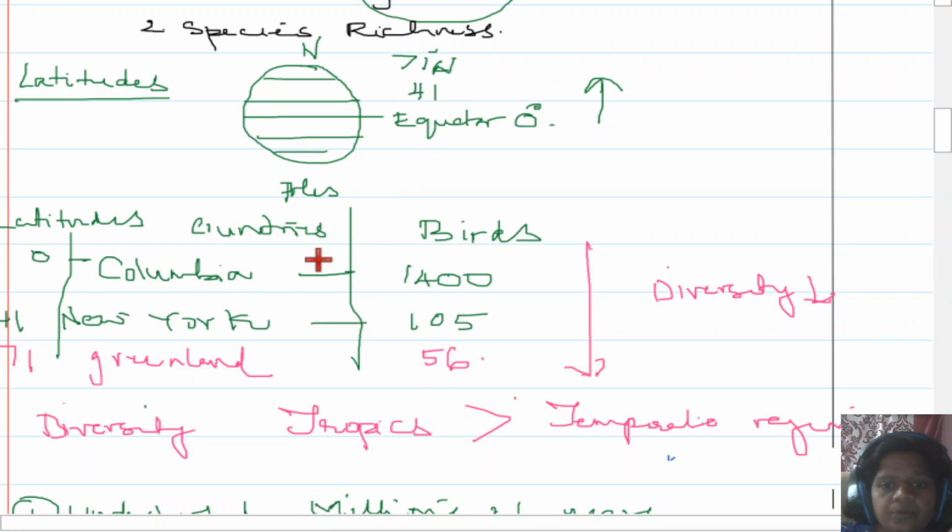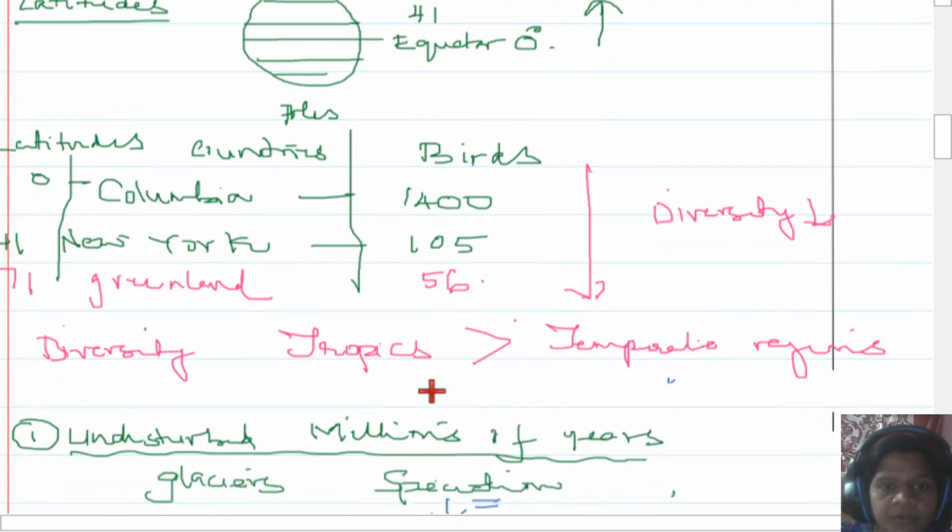At 0 degree latitude, which is around Colombia, you see 1400 species of birds. But as you go up towards New York and further up to Greenland, the number of species decreases. In New York you find only 105, and in Greenland you only see 66 different species of birds. That means your diversity goes down as you go up.